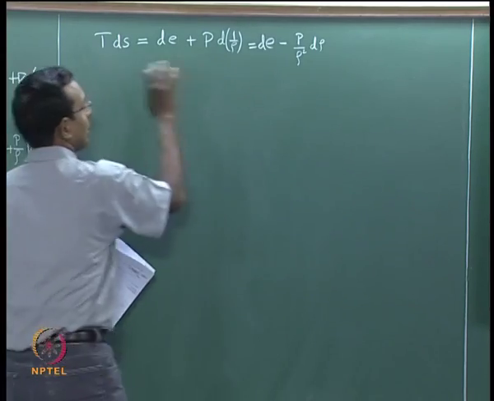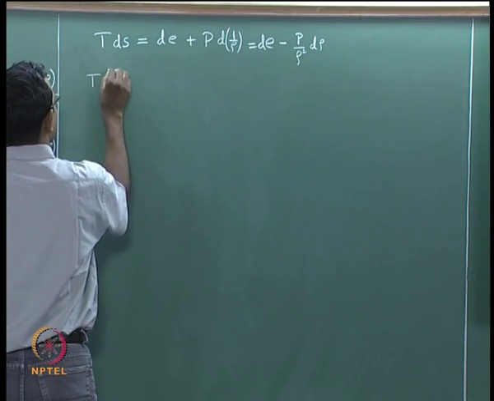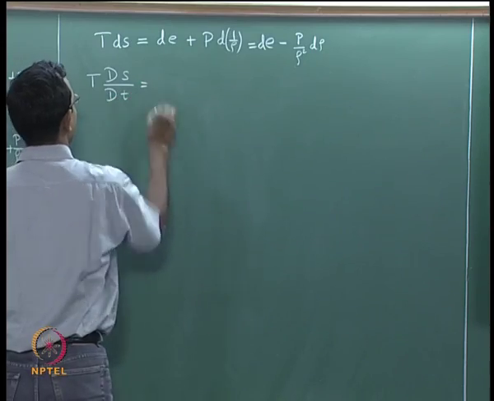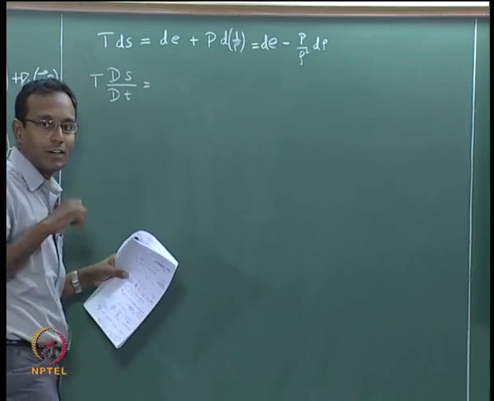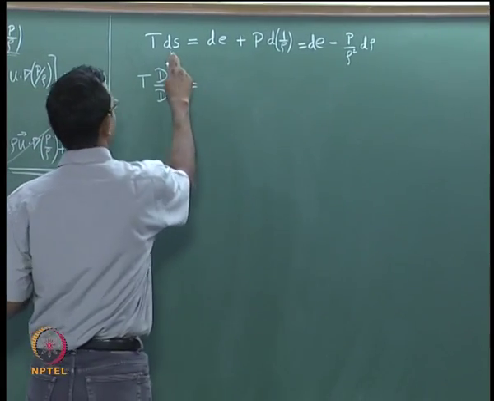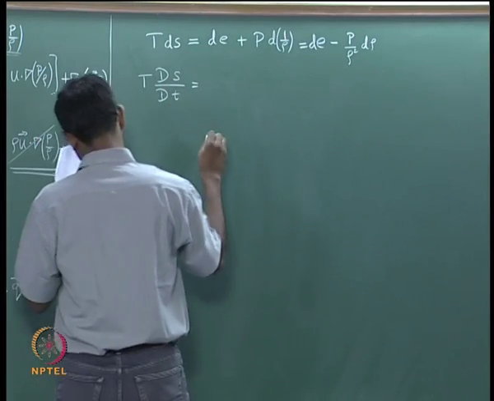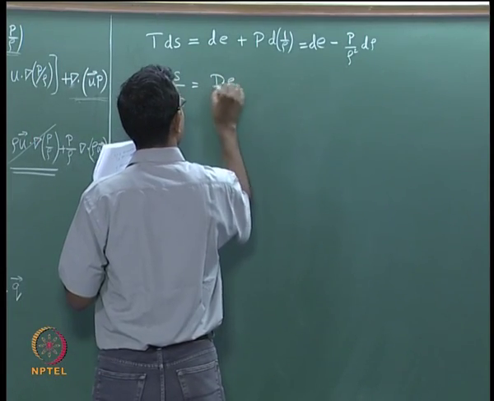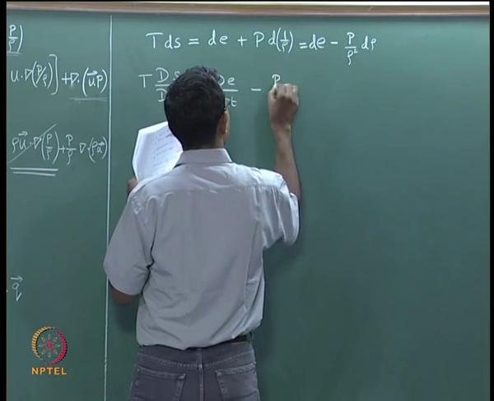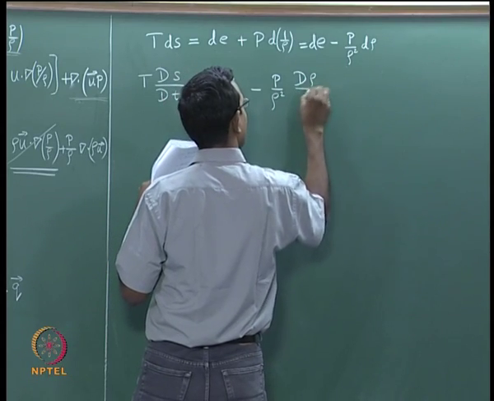Now, we will use this particular definition and we want to write ds by dt, the total derivative of entropy, the net entropy change in my fluid element. If I write that using this derivative notation, I can immediately jump to it and say it is dE by dt minus p by rho square d rho by dt.